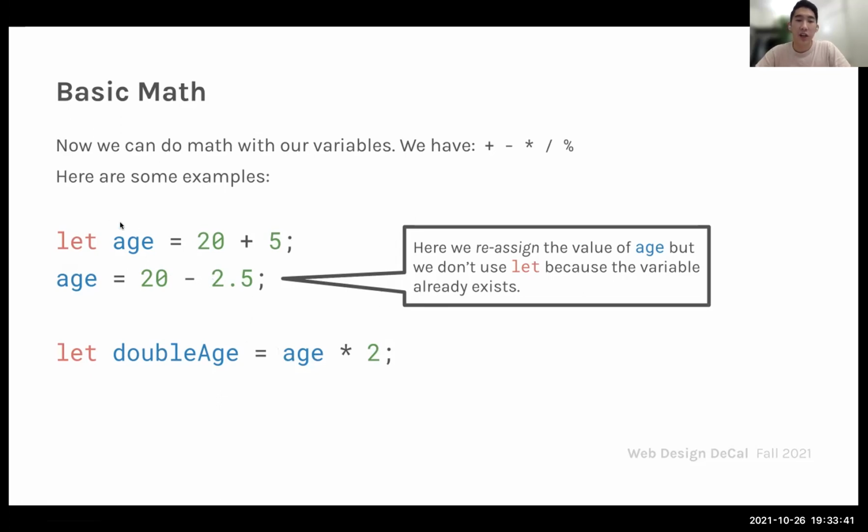Let double age be age times 2. Again, we're accessing this variable right here, which will have a value of 25. We're multiplying it by 2, and then double age is going to be equal to 50. Math is very straightforward. This kind of basic math in JavaScript is just as you would expect. Yeah, that's all I really have to say about this.